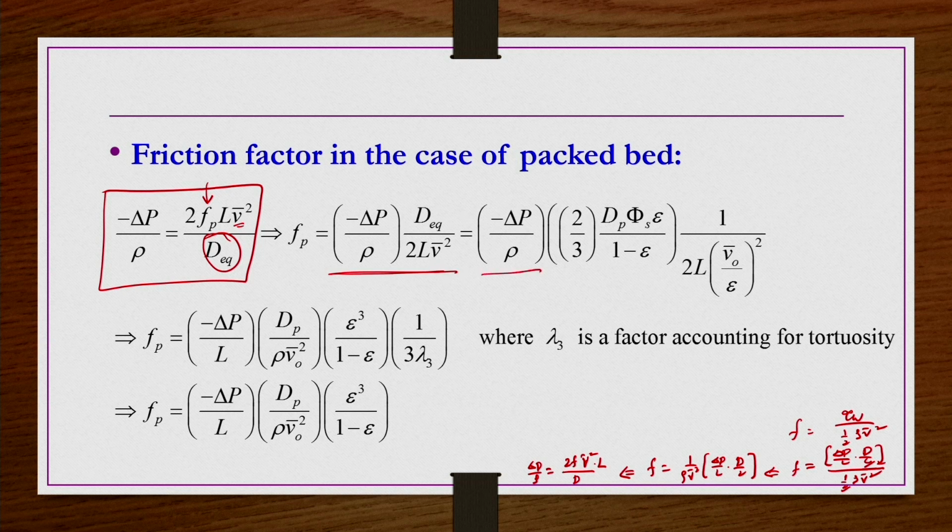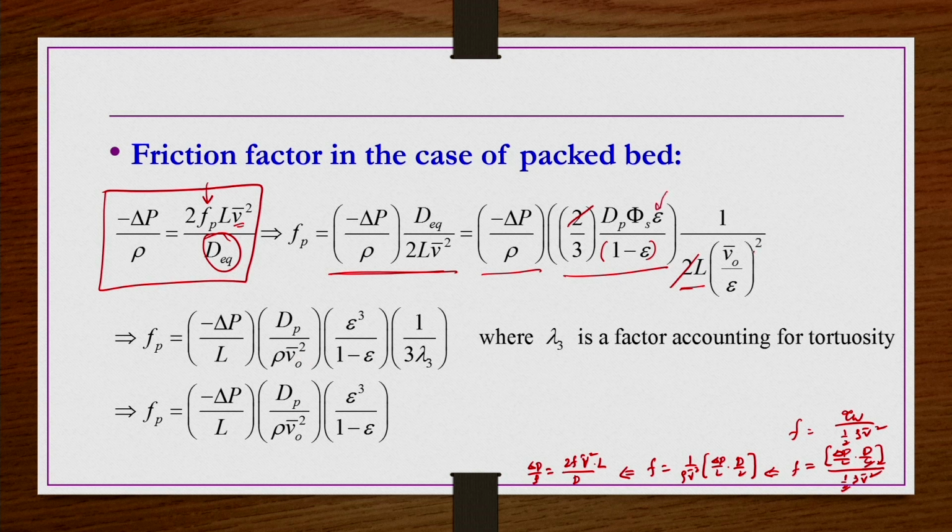So, minus delta p by rho is as it is, and d equivalent we found as 2 by 3 dp phi s epsilon by 1 minus epsilon in one of the previous lectures. And then 1 by 2 L is as it is, and V bar is V naught bar by epsilon whole square, because there is a square for V bar. So, then here also we have a whole square term. Now these 2 and these 2 can be cancelled out. So, here delta p by L we can write as one term, and dp by rho V naught bar square we can write as one term.